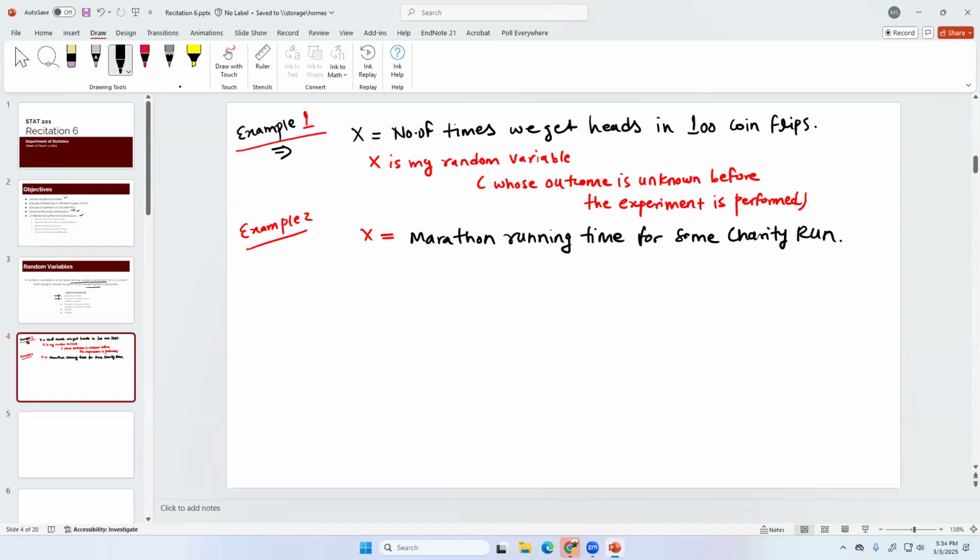Okay, let's take example 1. What are the possible values of x in example 1? How am I defining x here? It's the number of times we get heads in 100 coin flips, right? So if I flip a coin 100 times, how many heads can you get maximum? 100, right? And what's the minimum? 0. So you can either get no heads or 100 heads or any value in between, right? So x can be 0, 1, 2, 3, all the way up to 100. These are all the possible values that x can have when you perform this experiment.